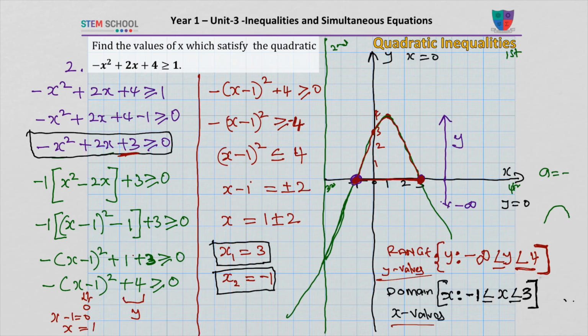But the range, which you're not asked for now, but might be asked in future, the range obviously is the vertical values, and the domain is the horizontal values. Just to make sure we write that clearly. So we say minus infinity is less than y, less than or equal to 4, and we use a square bracket here because there's an equal value there.